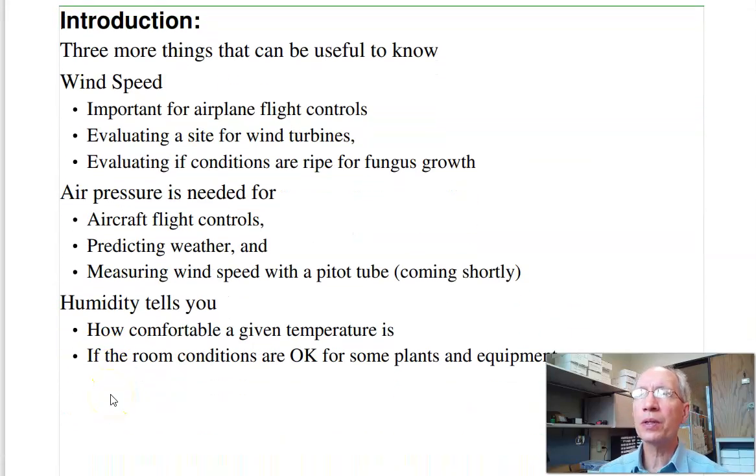Now, three more useful things that could be known and measurable with a Pi Pico is wind speed. That's important for airplane flight controls, for evaluating a site for wind turbines, and evaluating if conditions are right for fungus growth. Air pressure is useful for controlling aircraft, for predicting weather, and measuring the wind speed with a pitot tube. And humidity also tells you how comfortable a given temperature is, or if the room conditions are okay for some plants and equipment.